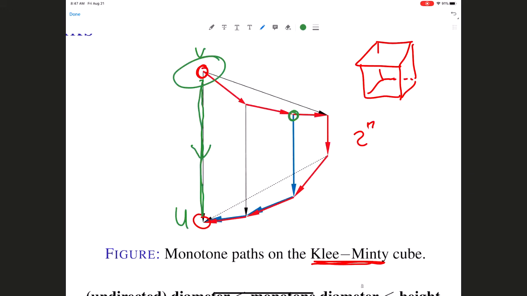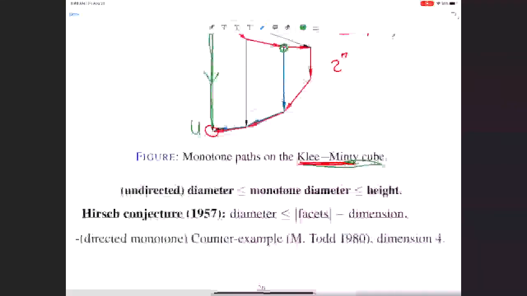And also, here's a message for the geometers or the topologists. Like Jose Carlos might say, well, coordinates don't matter, I'm a topologist. Well, here, the coordinates really matter, right? Because if I do a 0-1 cube, I cannot find these nasty monotone paths. In the 0-1 cube, monotone paths are very short. But this is a deformed cube. The Klee-Minty cube is deformed, and I can get this weird behavior. Okay, let me just go to the next thing.